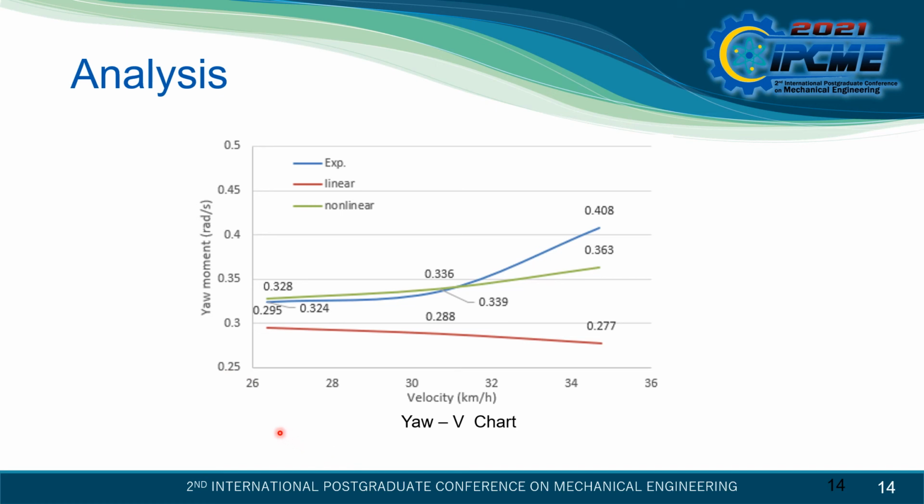This is the UV chart of the three results: the result from the experiment, the result from the linear equation, and the result from the nonlinear equation. We can see that the blue line is the experimental line, which starts with 0.324, 0.329, 0.408, and the red line is the linear one. The linear one gets lower and lower, while the blue line, the experimental one, increases as the speed increases. The green line is the nonlinear one. By comparing them, we can see the nonlinear result is better matched to the experiment.